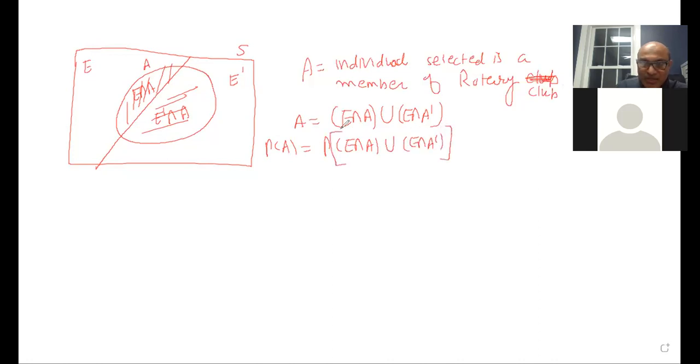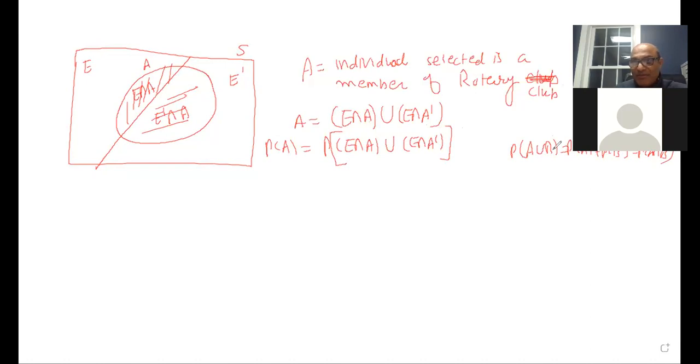Let me put the big bracket over here. Now you know this thing: probability of, suppose, some set A union B is equal to probability of A plus probability of B minus probability of A intersection B, from article 2.5, the additive rule, addition.